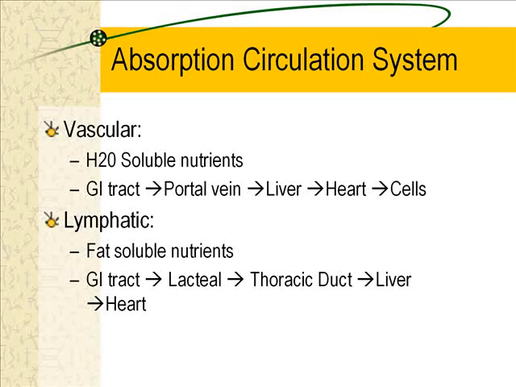From there, they travel to the heart and then travel out to all of the cells to provide nutrients as needed. Now, the lymphatic system, where we absorb those fat-soluble nutrients, sends those fat-soluble nutrients from the GI tract into what we call a lacteal, or a lymph vessel, into the thoracic duct, which then also dumps off at the liver. From the liver, it then is sent to the heart and then travels again throughout the body to provide nutrients.